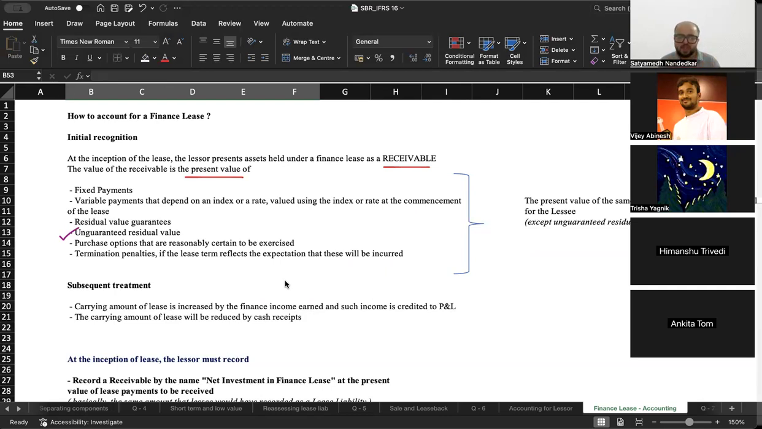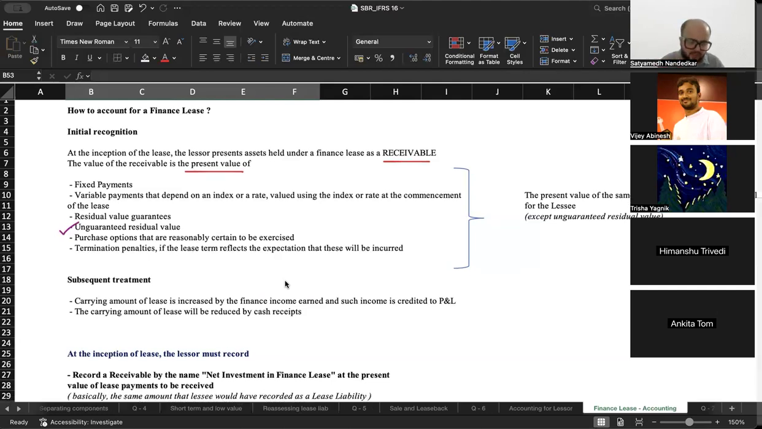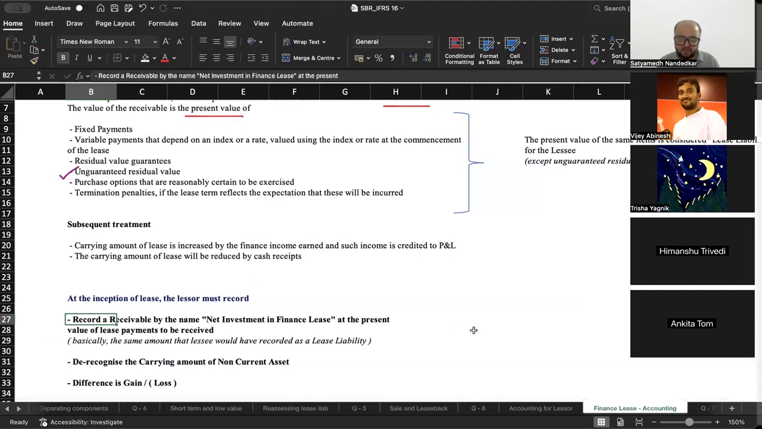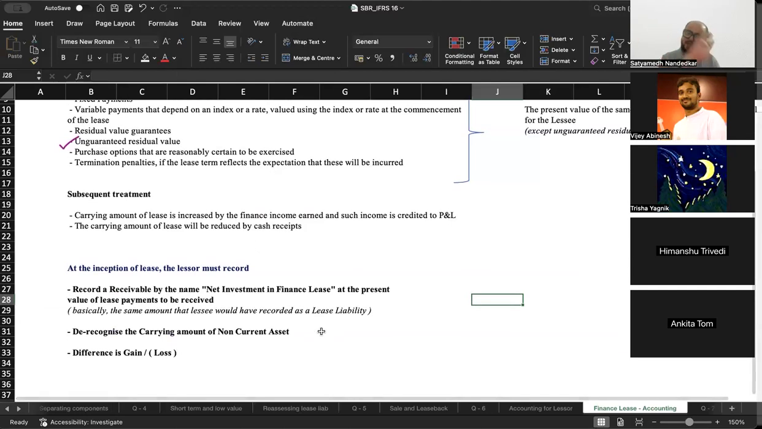There is one more addition here, which is unguaranteed residual value. Write down the individual items, calculate the present value. That amount should be shown as net investment in the lease. Record a receivable by the name of net investment in the lease at present value of lease payments to be received. Then de-recognize the carrying amount of the non-current asset because it is exiting the business, and the difference is gain or loss.